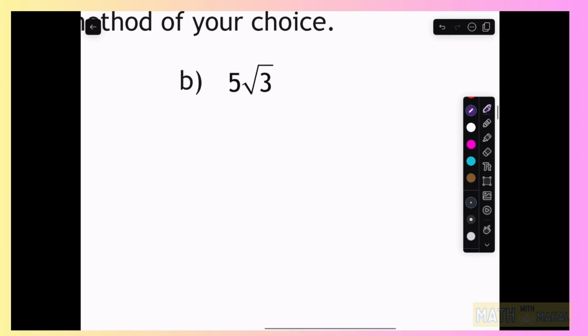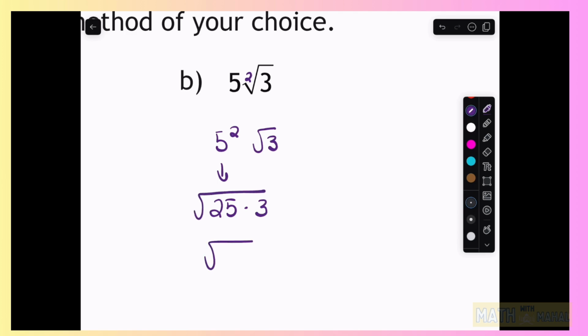Okay, same idea with this one. We're going to imagine our invisible 2 here. So that becomes 5 square root 3. 5 squared is going to be 25 times the 3, but everything is under the same root, so that becomes root 75. And one thing I didn't do is compare it with a calculator and make sure we're getting the exact same answer.